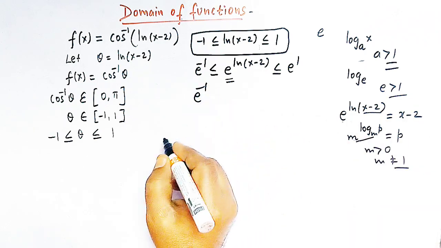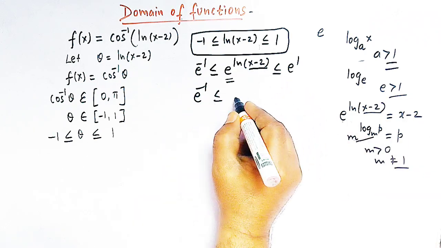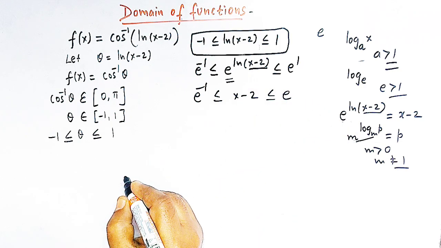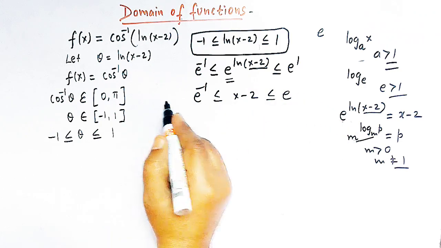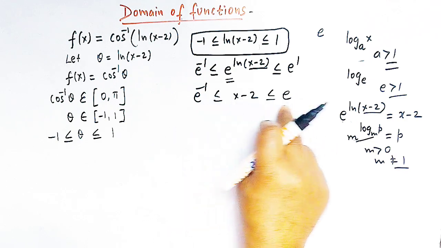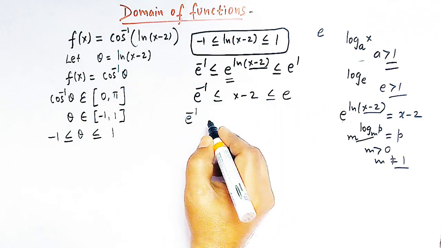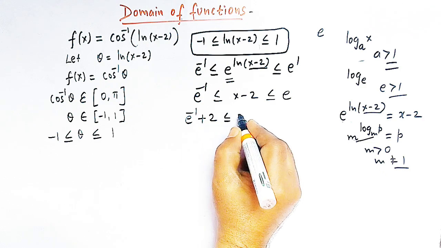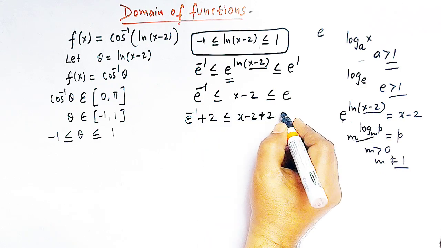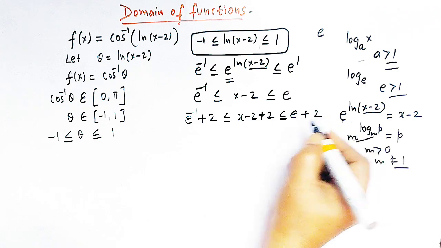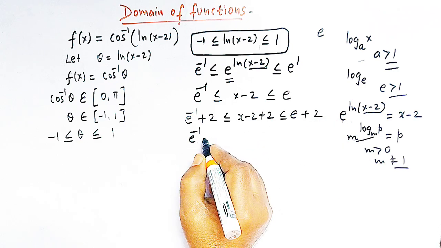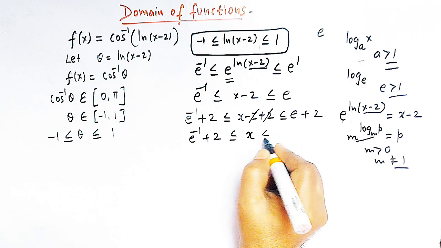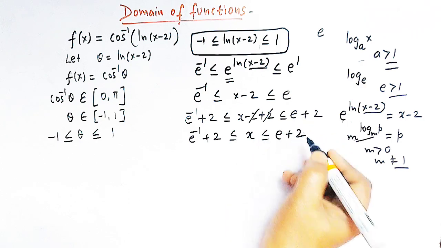So here we have e raised to minus 1, and here we have simply x minus 2, and here we have e. Now let us add 2 throughout this inequality. So we have e raised to minus 1 plus 2, and here we have x minus 2 plus 2, and here we have e plus 2. So this is e raised to minus 1 plus 2, and here we have x, and here we have e plus 2.